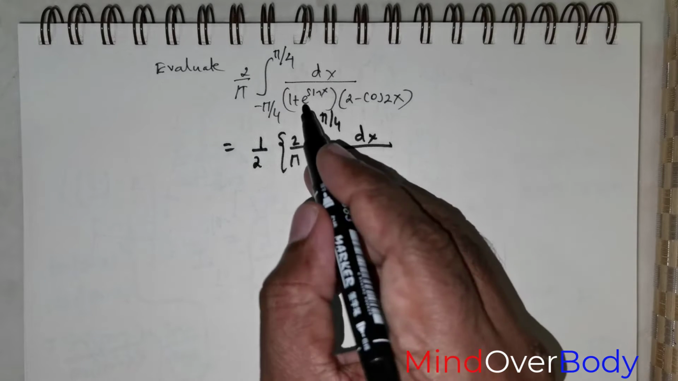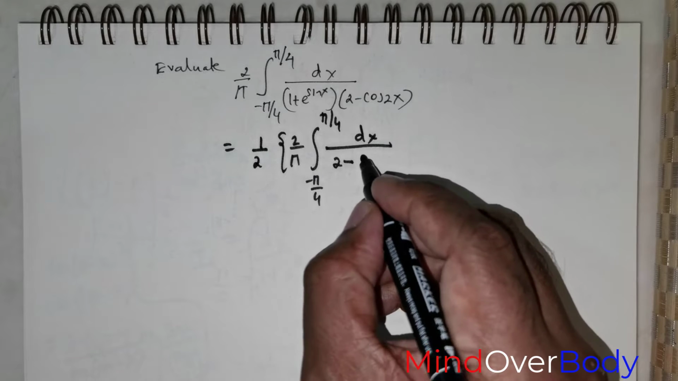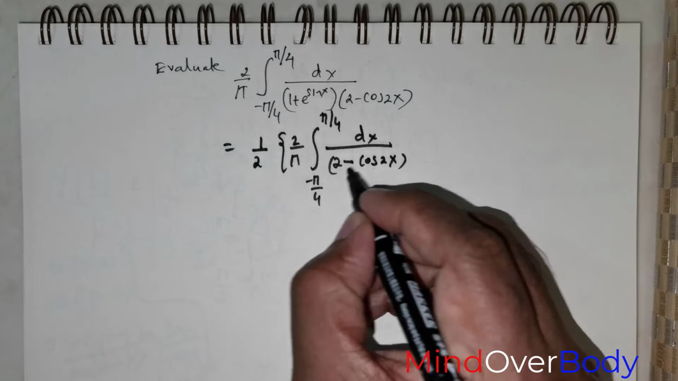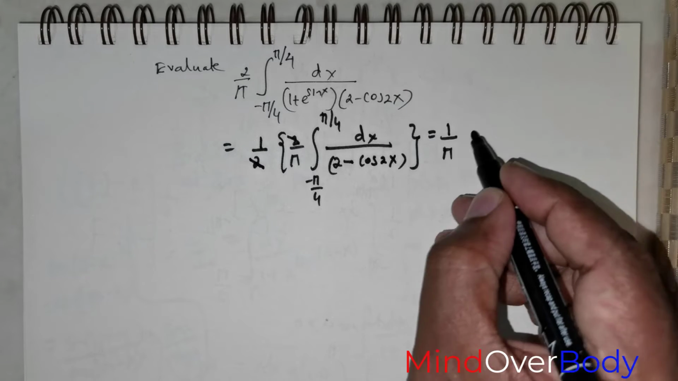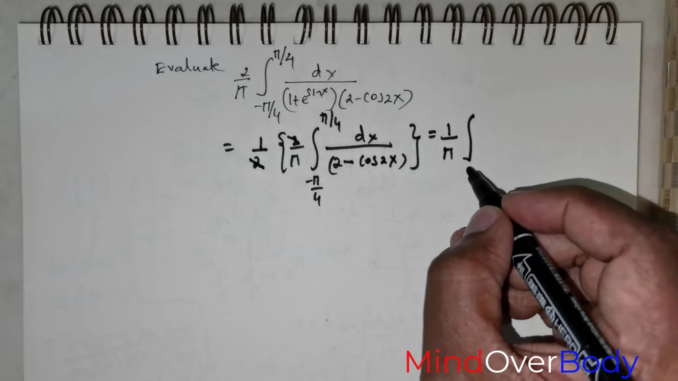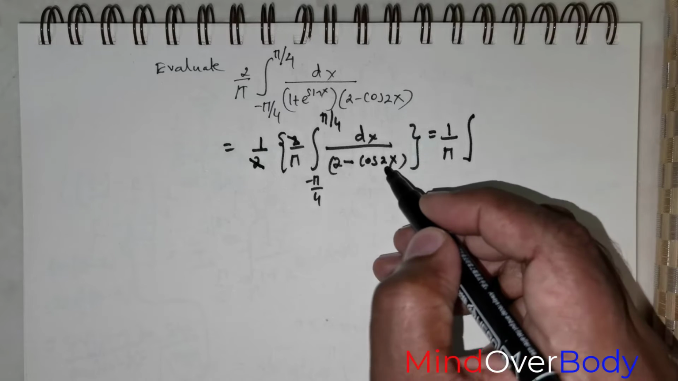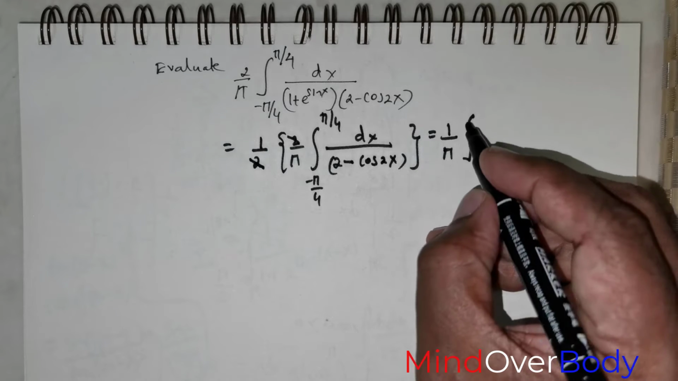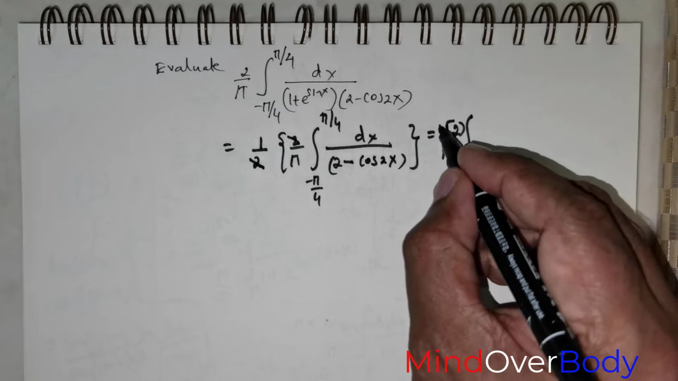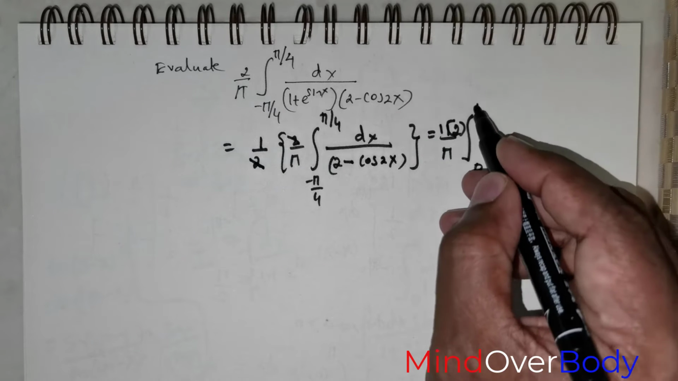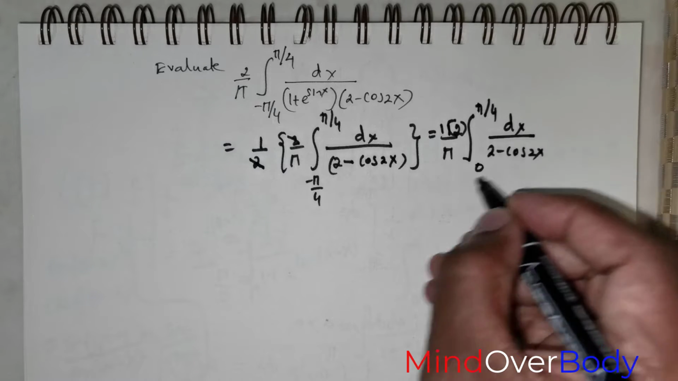This is neutralized, and because of this being neutralized I'm getting 1 over 2 here. So all that remains is 2 minus cos 2x. Now I can clearly cancel the 2 here, so that gives me 1 over pi, the integral from negative pi over 4 to pi over 4 of 1 over 2 minus cos 2x. Clearly this is an even function, so I can write this as 2 times the integral from 0 to pi over 4 of dx over 2 minus cos 2x.